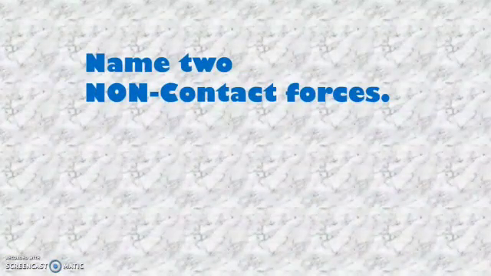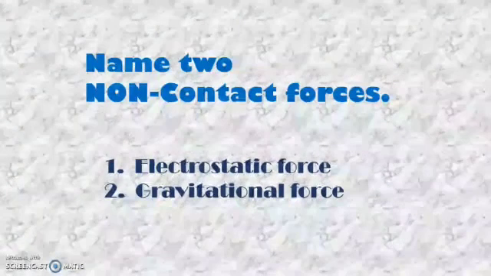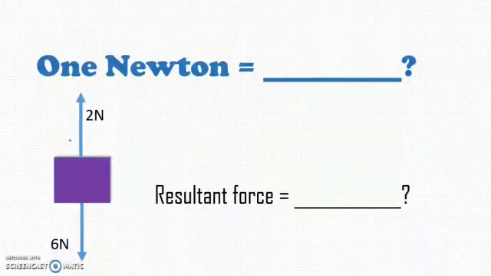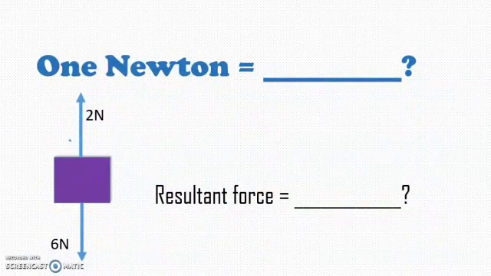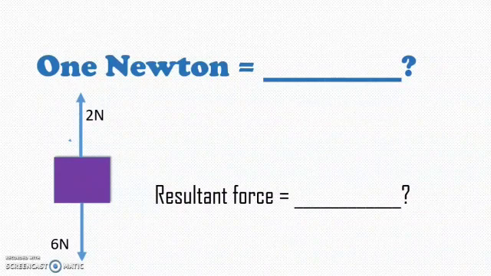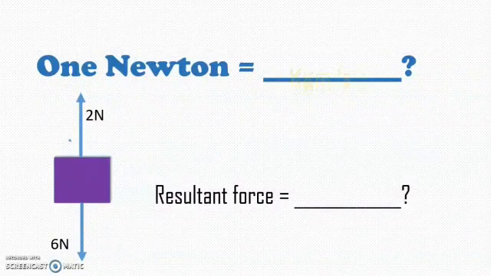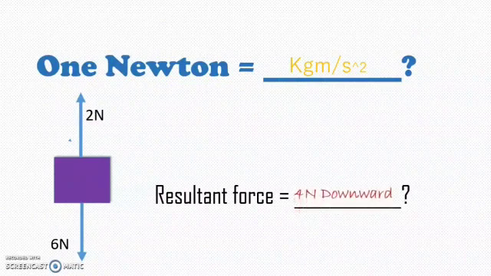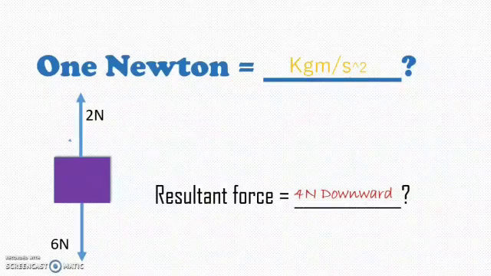Next question is, name two non-contact forces. The answer is electrostatic force and gravitational force. Next we have, 1 Newton is equal to? Two resultant forces are acting on a body. One is 2 Newton and other is 6 Newton. Both forces are in opposite direction. As we know that in opposite direction the forces can subtract each other. The answer will be 4 Newton and force acting downward, and 1 Newton is equal to kilogram meter per second square.